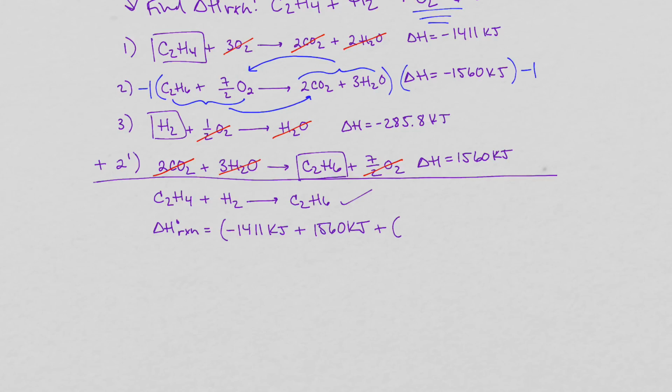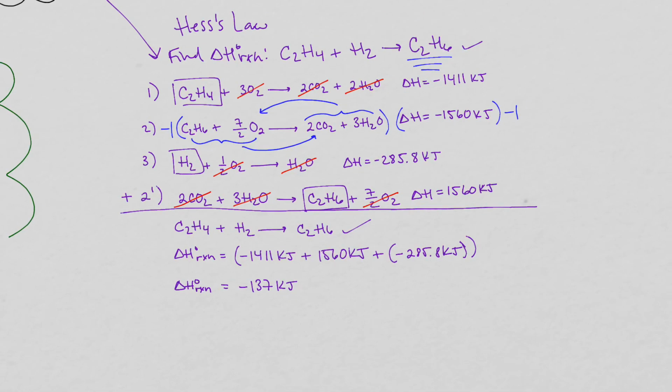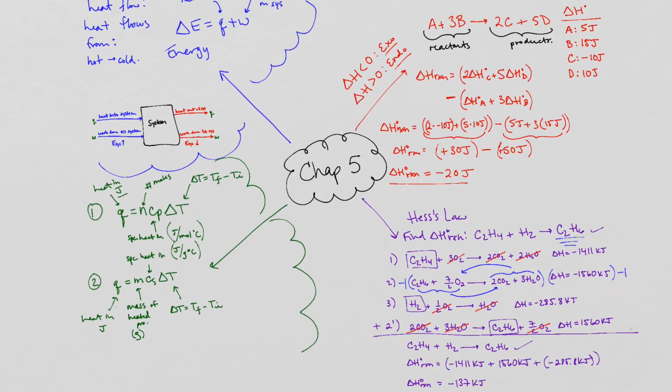plus negative 285.8 kilojoules, right? And then you will get your delta H reaction to equal out to negative 137 kilojoules. So that's how I like to write these things out and do it. Obviously, you don't need to do all those steps if you don't want to, but that was just to show you that there's multiple ways of doing it.